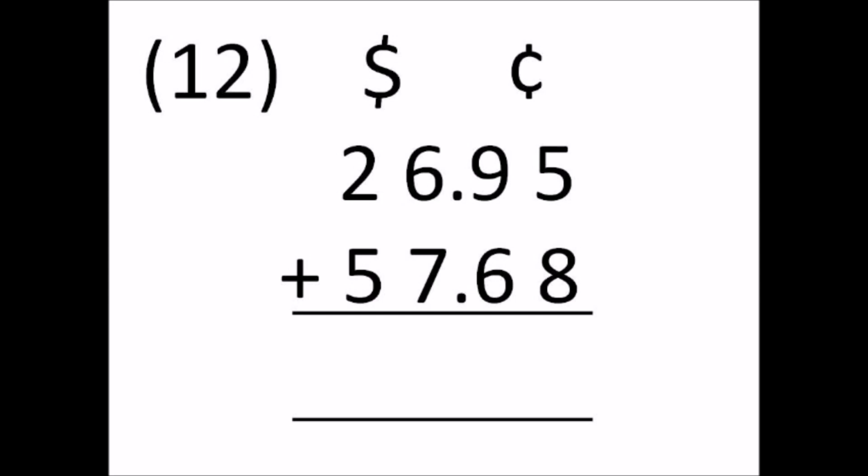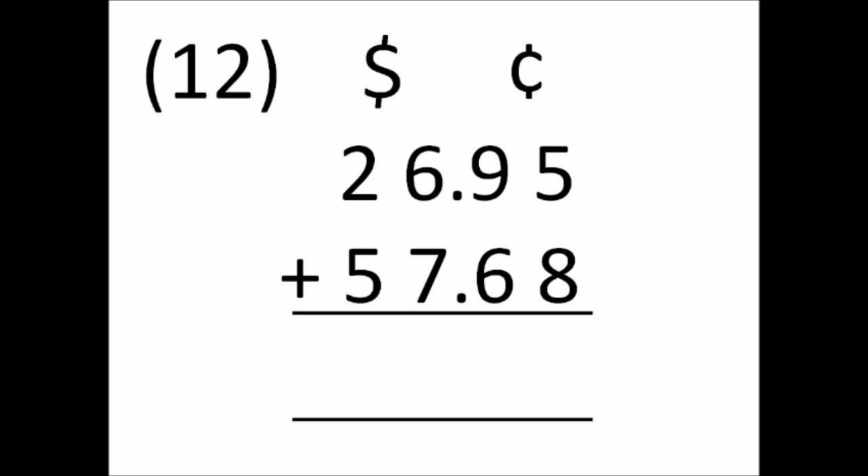Number 12. You're adding and you're dealing with money. $26.95 plus $57.68. You have to regroup and rename again in this one, so get to work. It's a lot to do. So you add the 8 and the 5 and the 8, and you can put that whole number down there. You can't put 13 there. You have to do something to regroup.